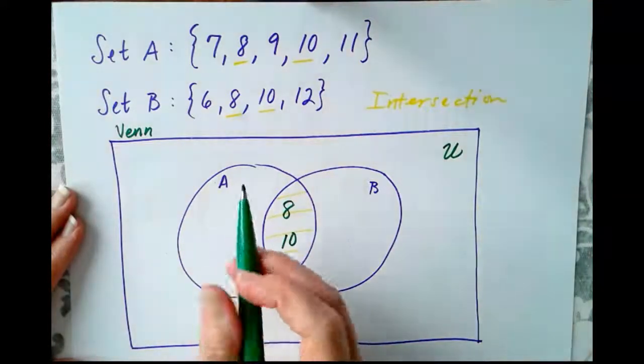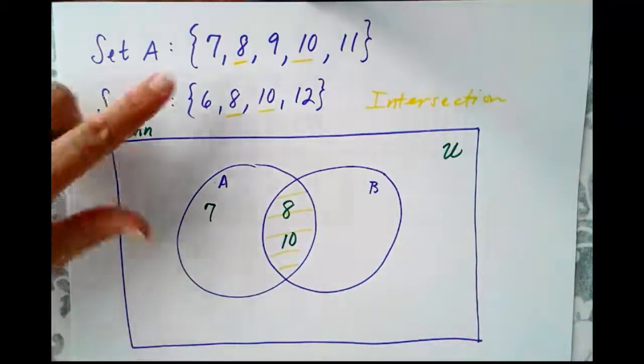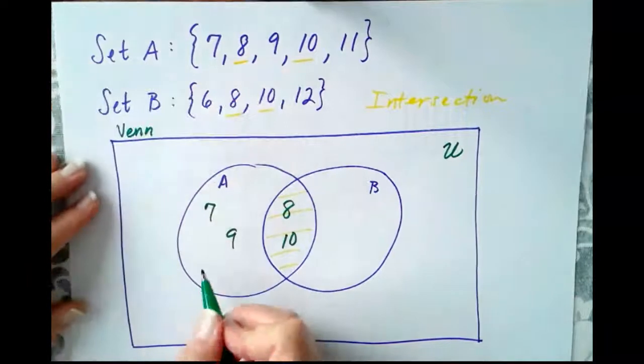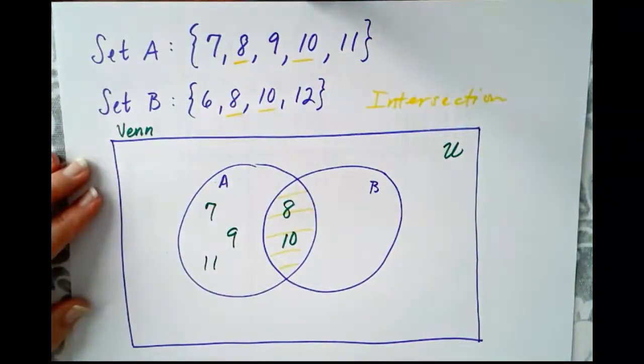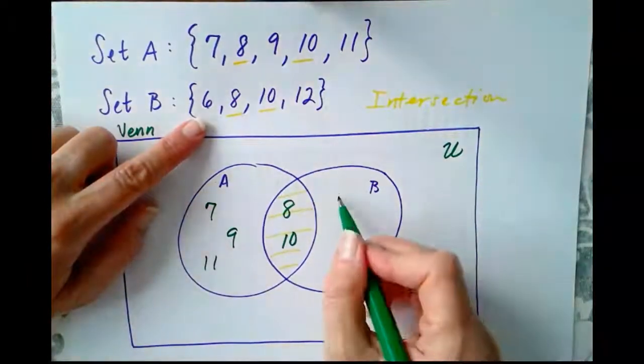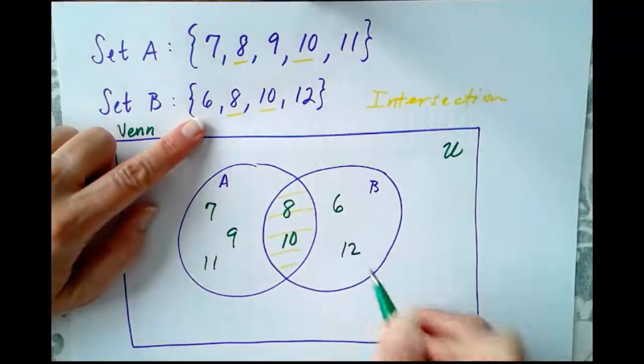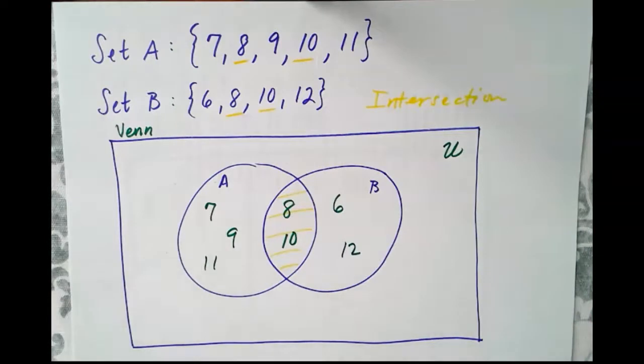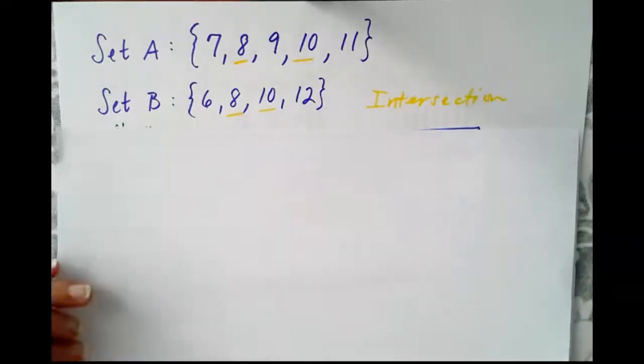And here's the rest of set A. 7 belongs to set A, 9 belongs to set A, and 11 belongs to set A. Set B also contains 6 and 12. So we can write that in terms of an intersection. And here is, let's put it on a separate sheet of paper here.